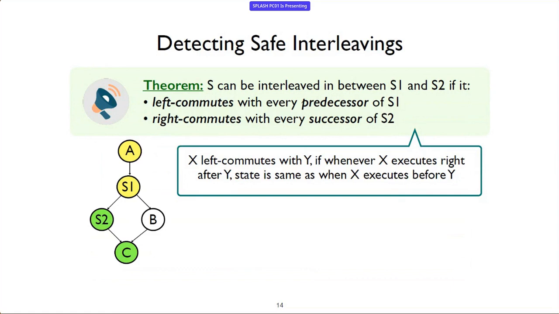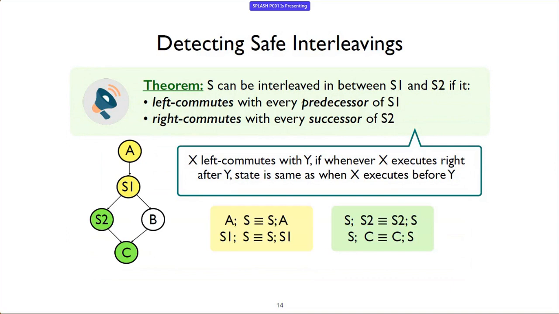So let's take a look at an example. So say we have a monitor method containing these two code snippets, S1 and S2, and as you can see, they're consecutive in the sense that there is a control flow edge immediately from S1 to S2. Now, to determine whether some other code snippet S can be interleaved in between S1 and S2, we're going to perform the following commutativity checks. So first, we're going to check whether S left commutes with S1. And because A is a predecessor of S1, we're also going to check whether it left commutes with A. And in addition, we're also going to do our right commutativity check. So we're going to test whether S right commutes with S2.